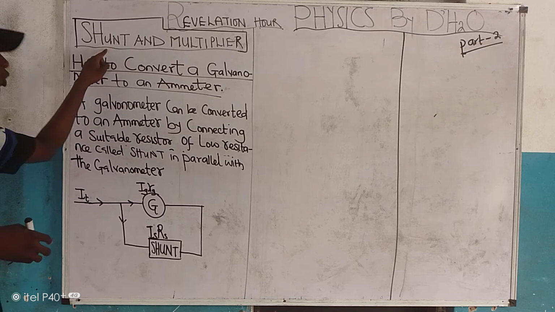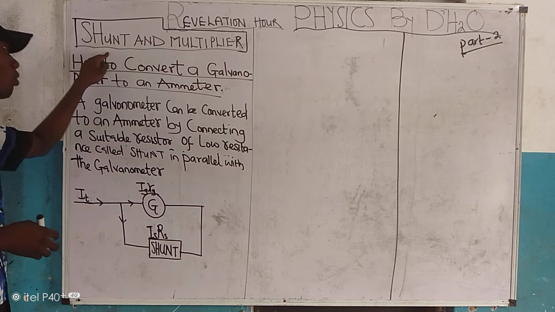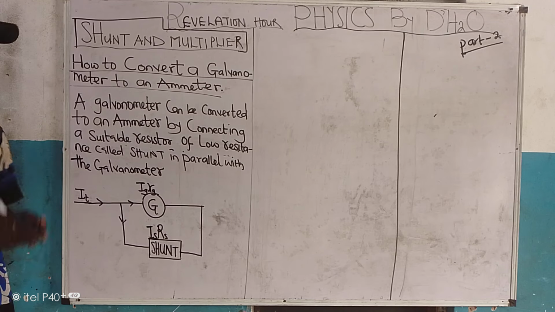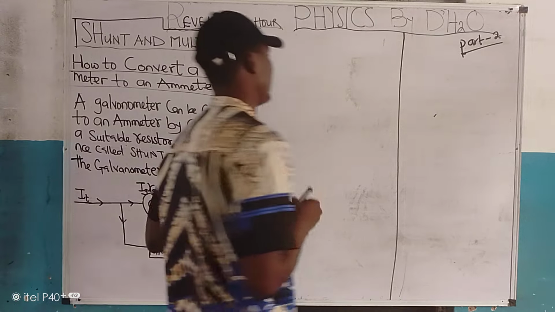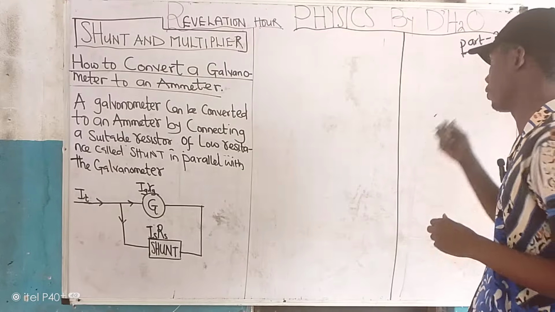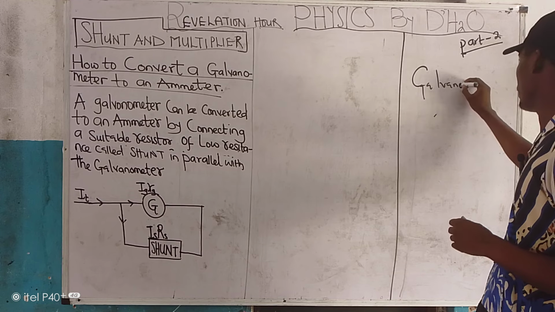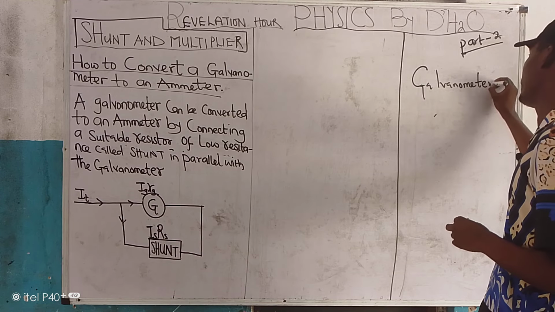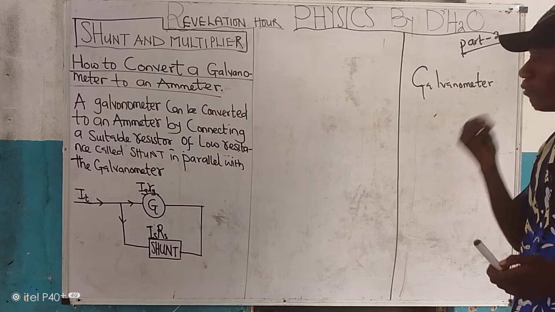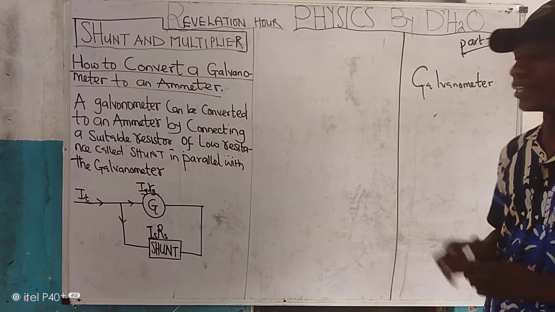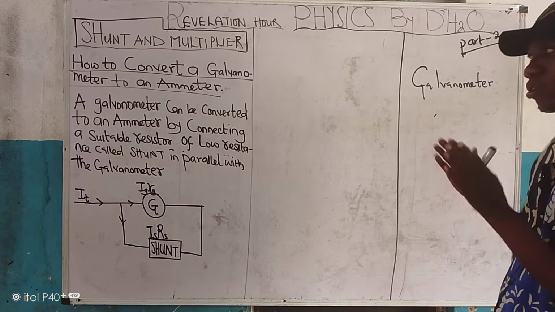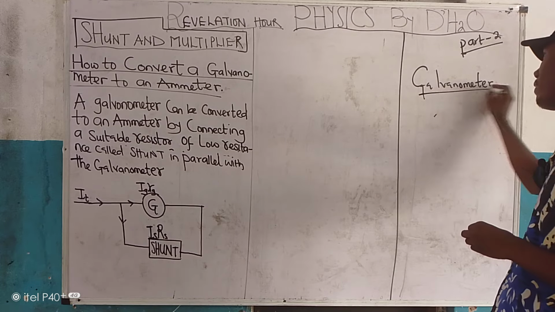Now, what are shunts and multipliers? Your shunts and multipliers are resistors used to convert your galvanometer to an ammeter or your voltmeter. Remember that electric circuit elements are, for instance, the galvanometer. A galvanometer is a device that is used to detect or measure very small current. That's the function of a galvanometer.